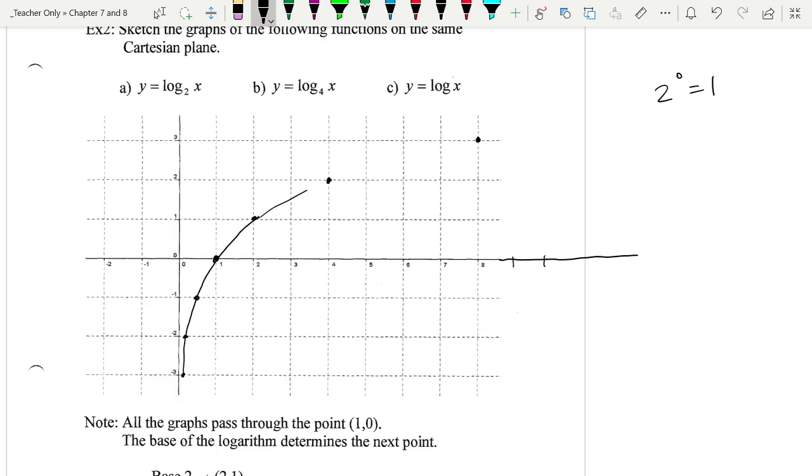Oh, that's a good curve. I'm liking that. That's one of the best curves I've drawn today. That is the best curve I've drawn today. I'm quite proud of that. That's a good curve.